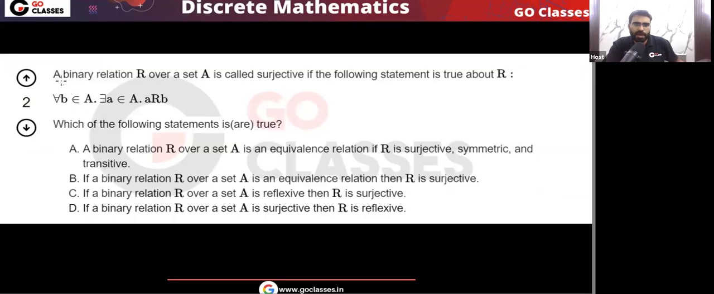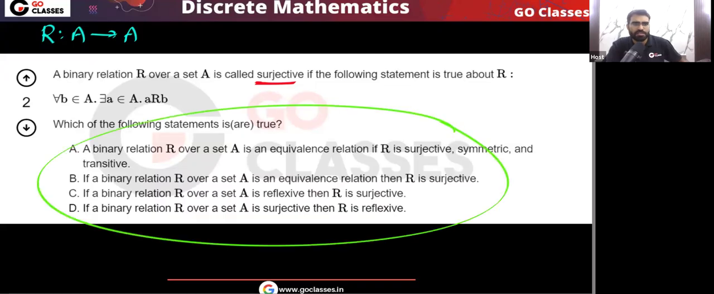So, read this question. A binary relation over set A. Okay, so this relation is from set A to set A. This relation R is from set A to set A, and it is called surjective. What is the definition of surjective relation? For all B, there exists A such that A is related to B. Remember, the question is saying that for every element, there is an element such that A is related to B. Let's first understand this relation and then we will solve all these questions. We will see each and every option. So first you understand the definition of surjective relation.